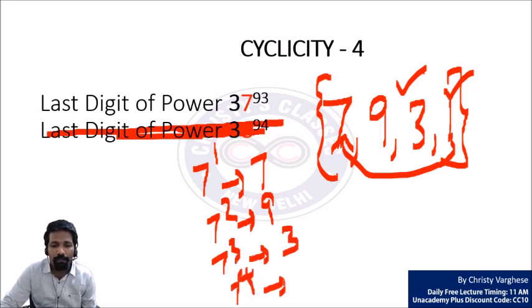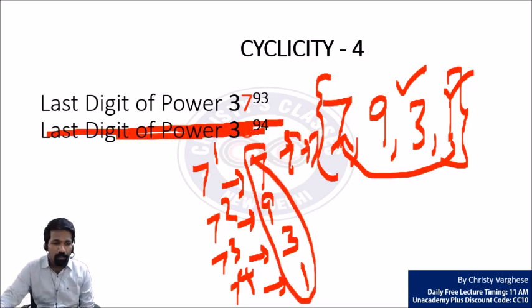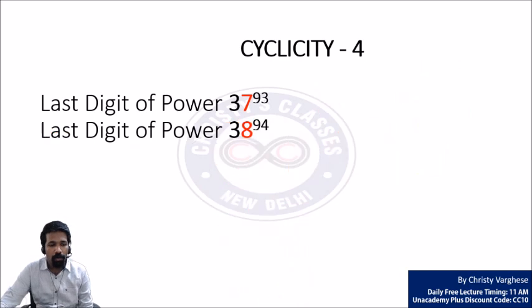7 raised to 4 will end in 1. 7 raised to 5 again is going to end in 7. So this is the power cycle. Once you obtain the power cycle, you just have to observe the property of the last digit.